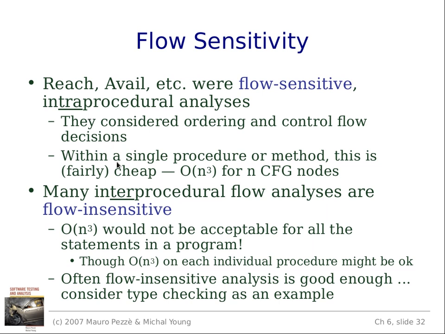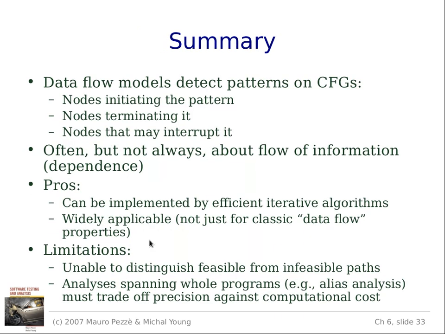Flow sensitive, intraprocedural, within a single function or method, is fairly cheap at n cubed. So it's slow, but it's not intractable. For interprocedural, you can actually do a lot better, but it doesn't tell you what it is. Great. Okay.